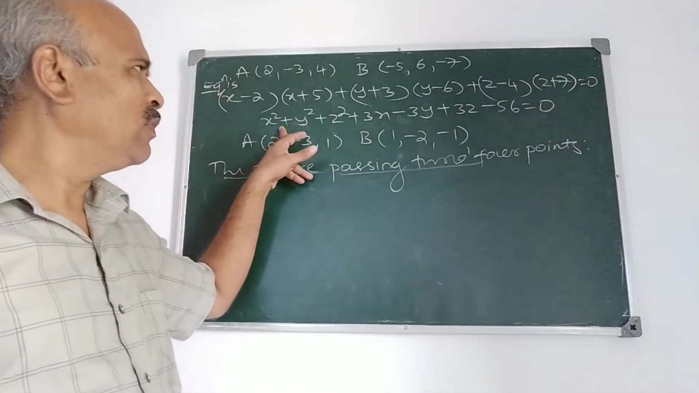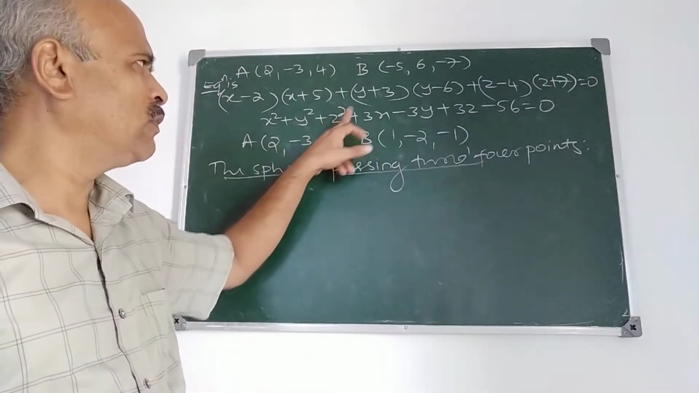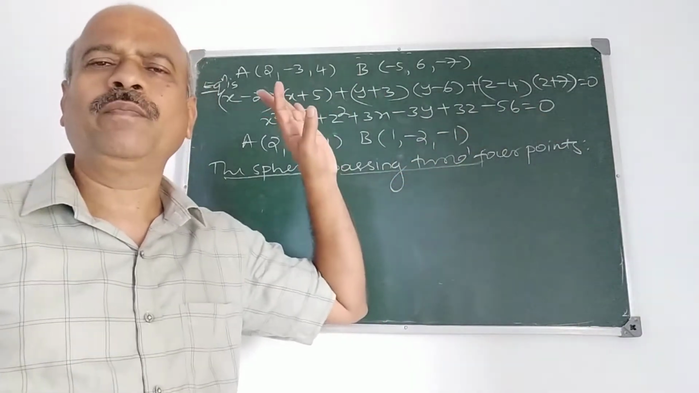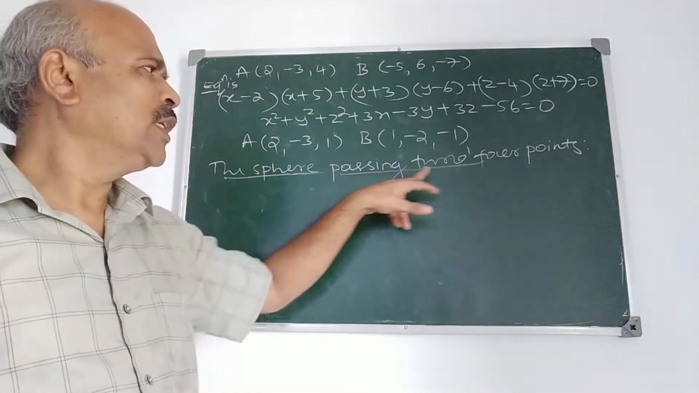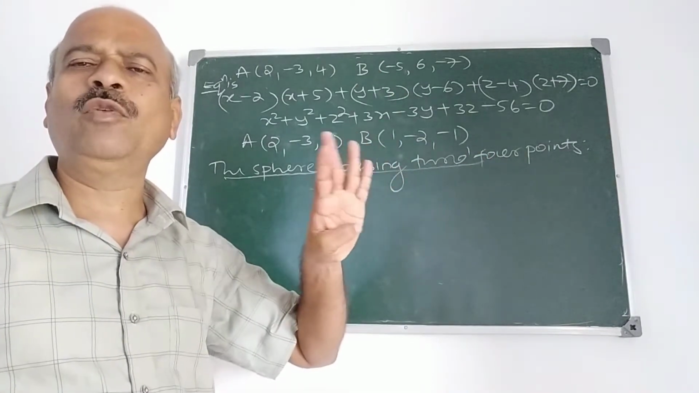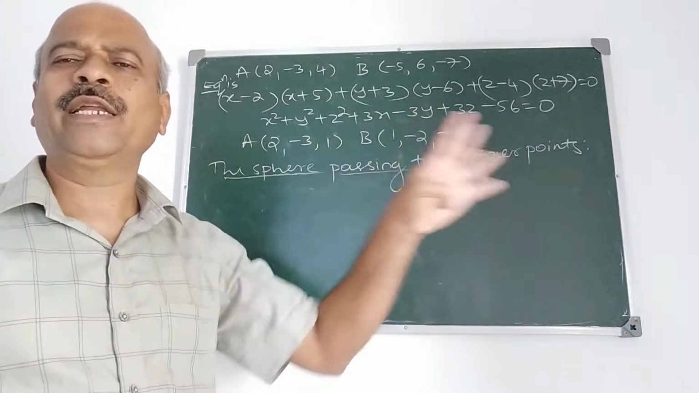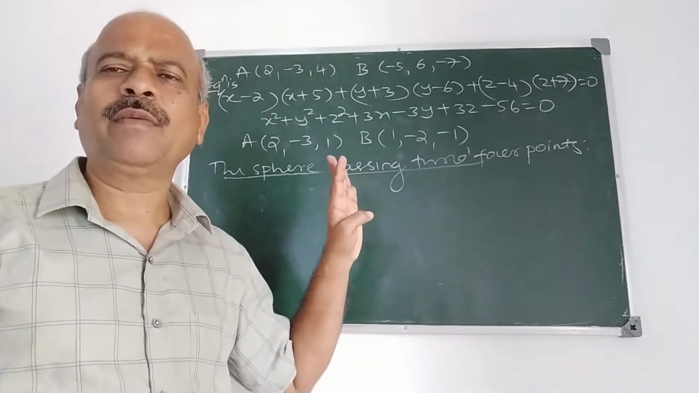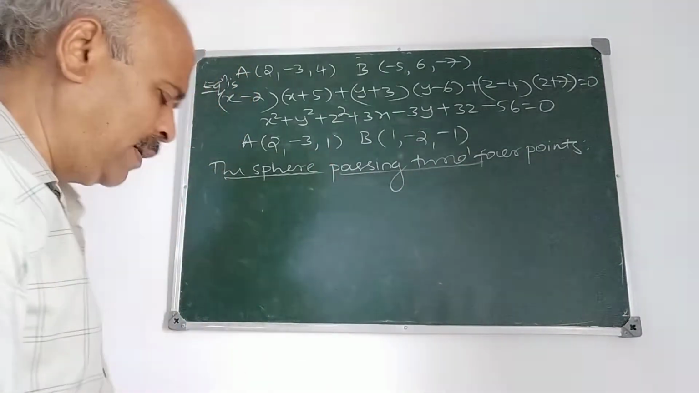First we assume that the equation of the sphere is x square plus y square plus z square plus 2ux plus 2vy plus 2wz plus d is equal to 0. Then, using the fact that the 4 points lie on the sphere, we will get 4 linear equations in u, v, w and d, and we have to solve those linear equations. That is the problem here. I explain by taking an example.